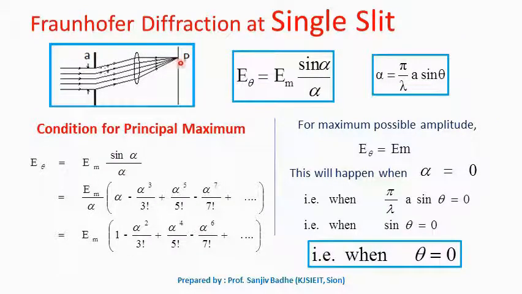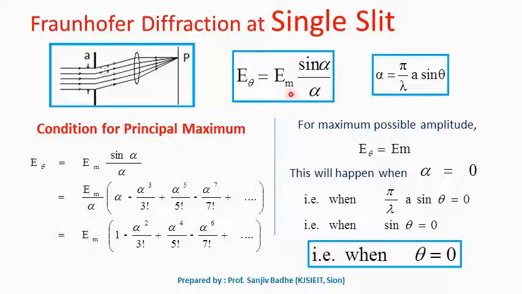So we have seen the resultant amplitude of the wave disturbance arriving at point P due to the light waves which are diffracted at an angle theta is given by E theta equal to Em sin alpha upon alpha, where alpha is equal to pi by lambda A sin theta. From this relation now we can find out the conditions for principal maximum and minimum. For which value of theta we are going to get maximum intensity, and for which value of theta we will get minimum intensity. This we will try to find now.